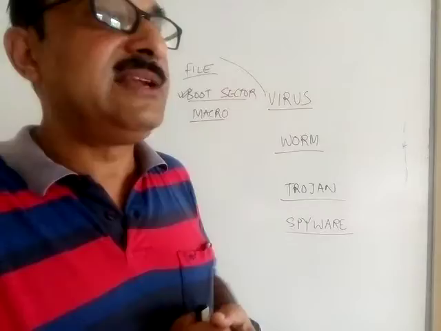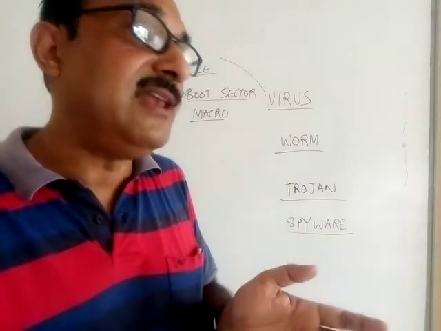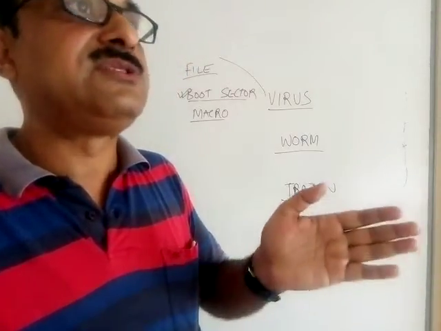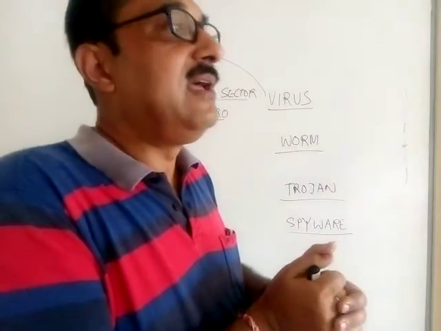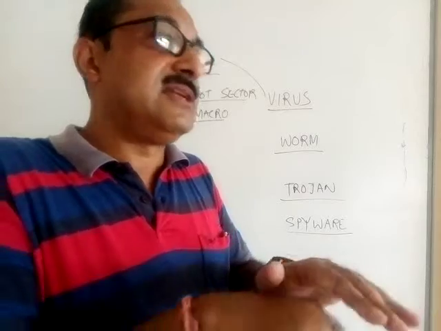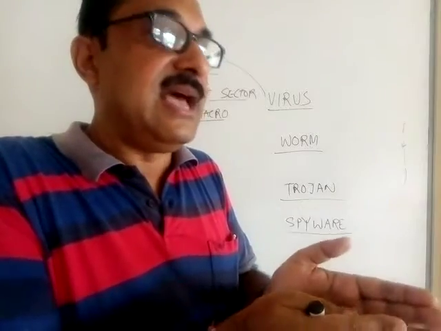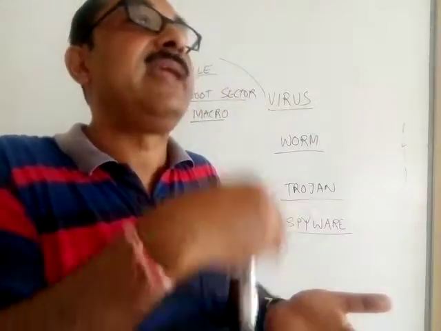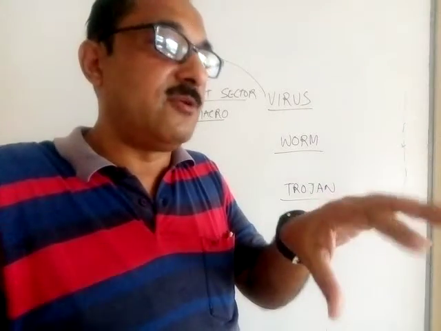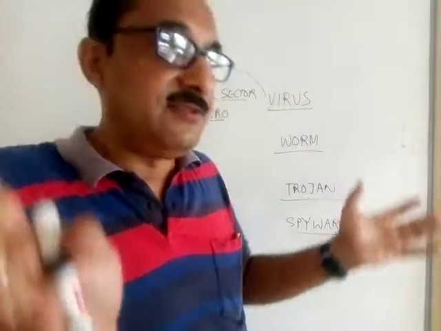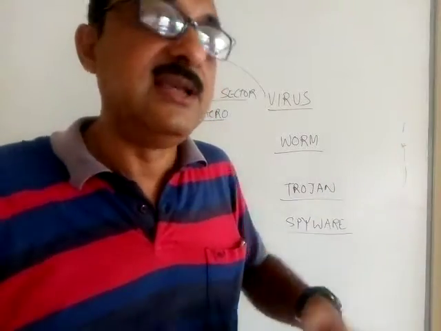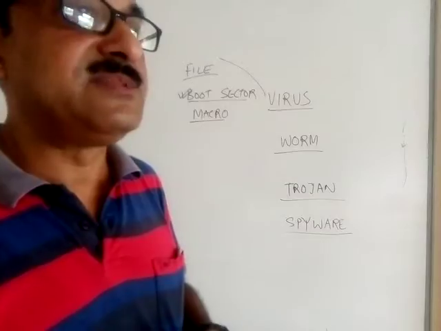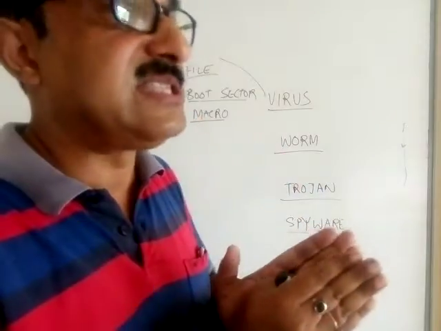But worm, on the other hand, what happens? It doesn't require any file. It's a malicious code which normally comes through the network. Okay, when you are connected to the network, they come and they just occupy the disk space. And they have a property of multiplying themselves. From one particular file, 5 other files will generate. From those 5 other files, more files will generate. That is how they will multiply themselves and they will clog the disk space.